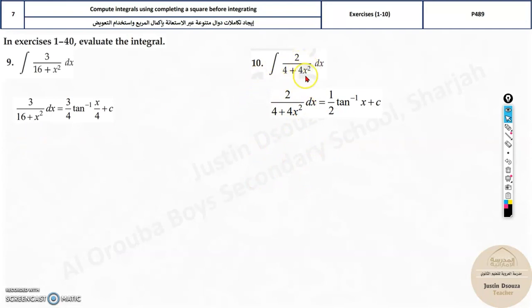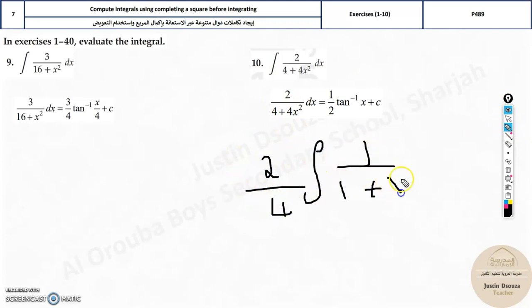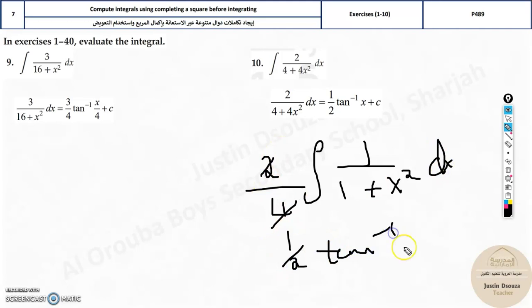So now over here, this is very simple. Why? Because you're just removing the 4 common out and then you're simplifying. So you can just remove this common term out, and then over here also see 2 is removed out, and over here 4, it will be 1 by 2, then 1 by, let me just do it. So it will be 2 outside and 4 is removed common out. So what is remaining? 1 by 1 plus x squared dx. So I hope you understand this. 1 by 2 tan inverse x plus c. So this is how we get it.